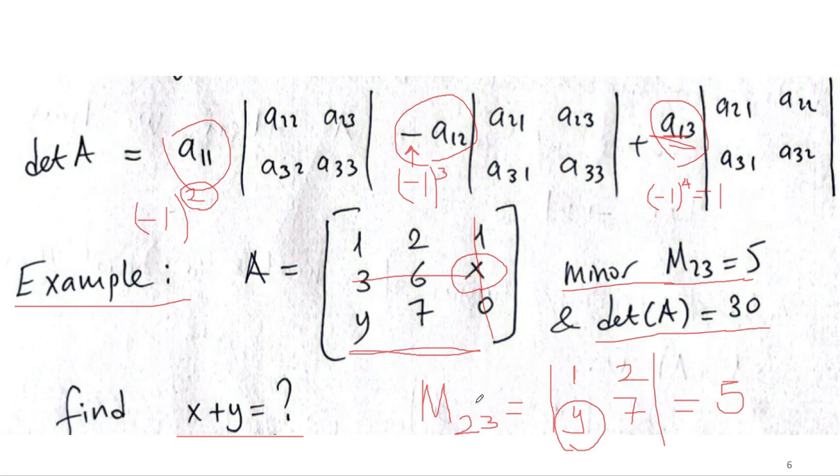And once we find x and y, we are done. As you see, we call the determinant of this submatrix the minor, and this row and column indicates the exact elements of this minor. So as we know, from a 2 by 2 matrix, the determinant of this is 7 times 1 minus 2 times y. Okay, so 7 minus 2 times y equals 5 from this equation, and that means y equals 1.